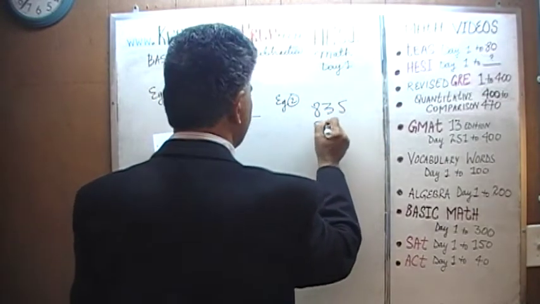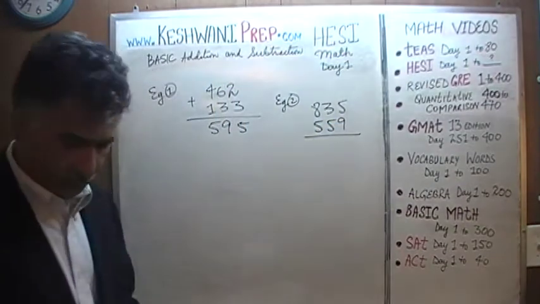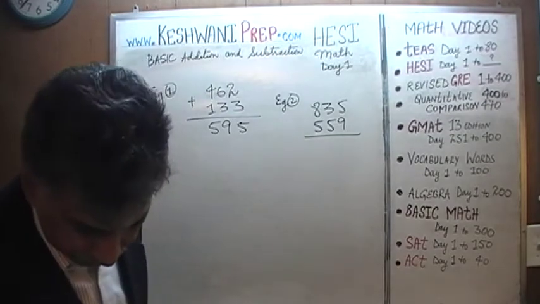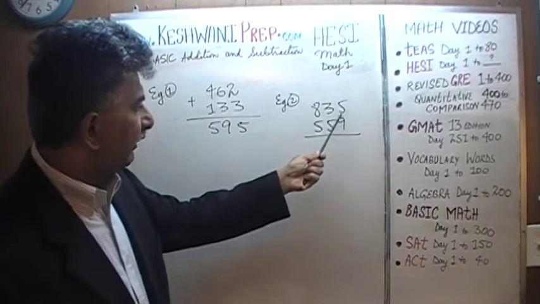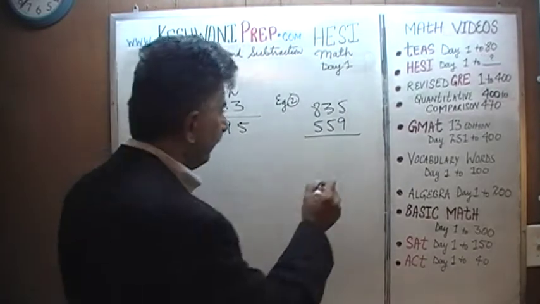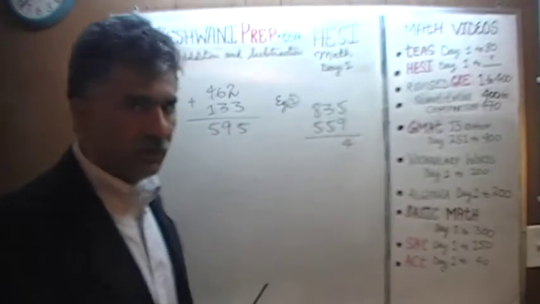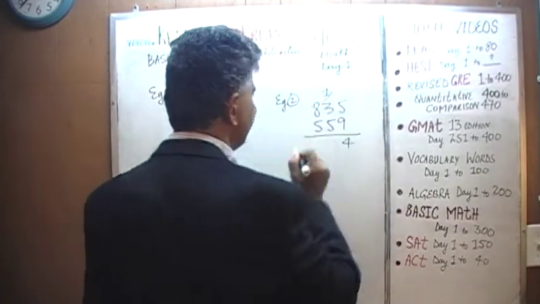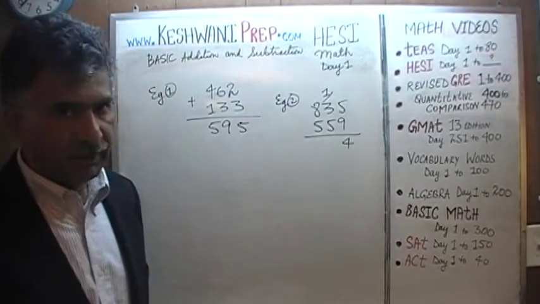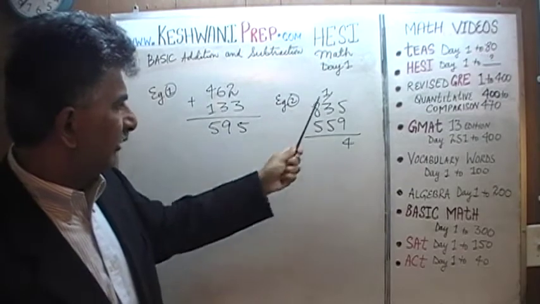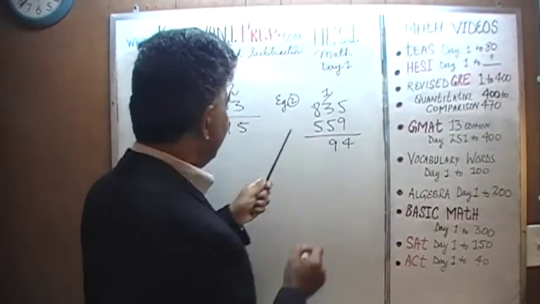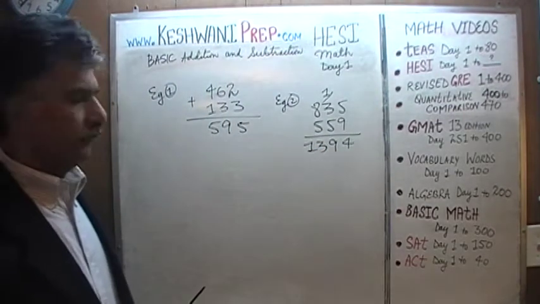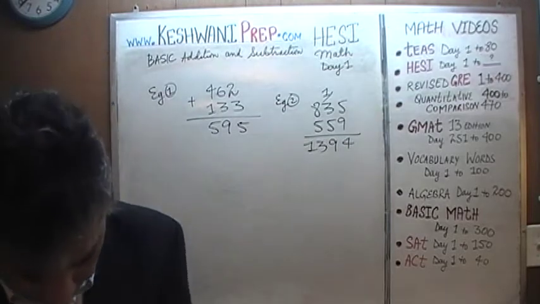835 plus 559. This is going to get a little tricky because you're going to have to carry something, but that's okay. 5 plus 9 is 14, 4, and then whatever you're going to carry, don't try to remember in your head, put it down here, carry one, like this. That will remind you that you need to add that one at the end. So 5 plus 3 is 8, 8 plus 1 is 9. And finally, 8 plus 5 is 13, we don't have to carry anything, the answer is 1394. Let's go on then.